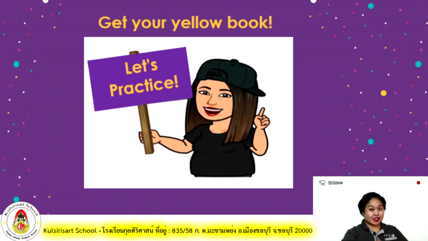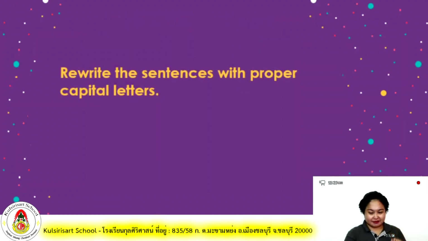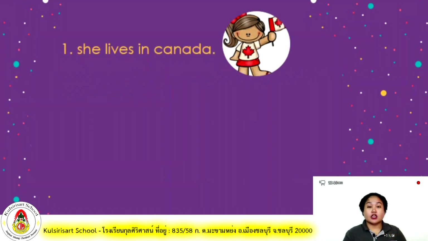4, 3, 2, 1, time's up. Okay, let's proceed. Now we're going to rewrite the sentences with proper capital letters. Are you ready? I'm ready too. Okay, let's go. Number one, she lives in Canada. Can you read the sentence? Very good. What letter should we capitalize? Write your answer. I'll give you 5 seconds to write your answer.